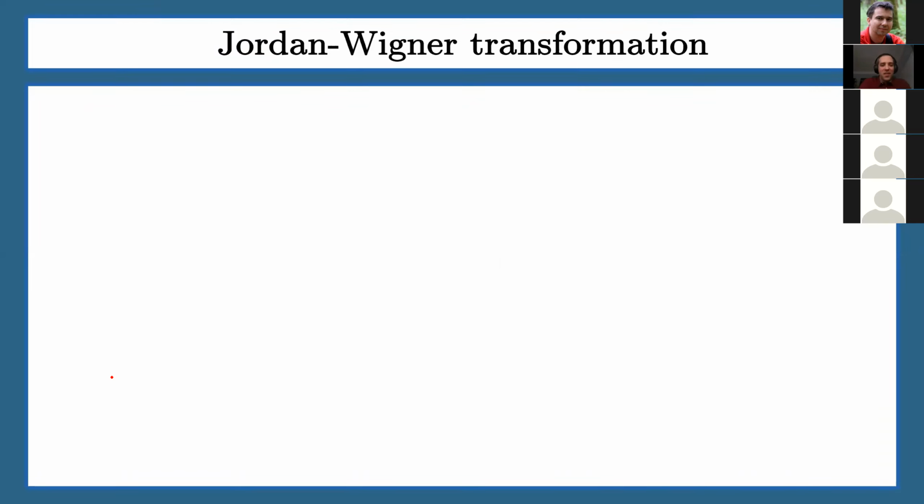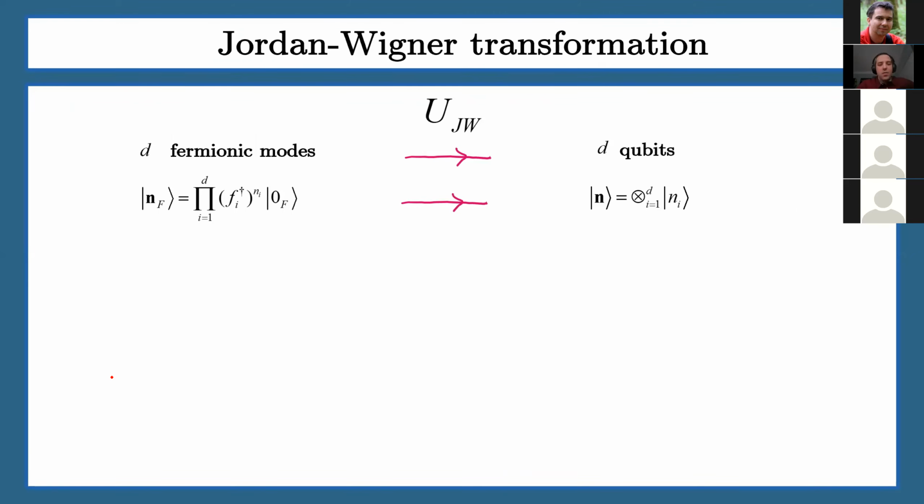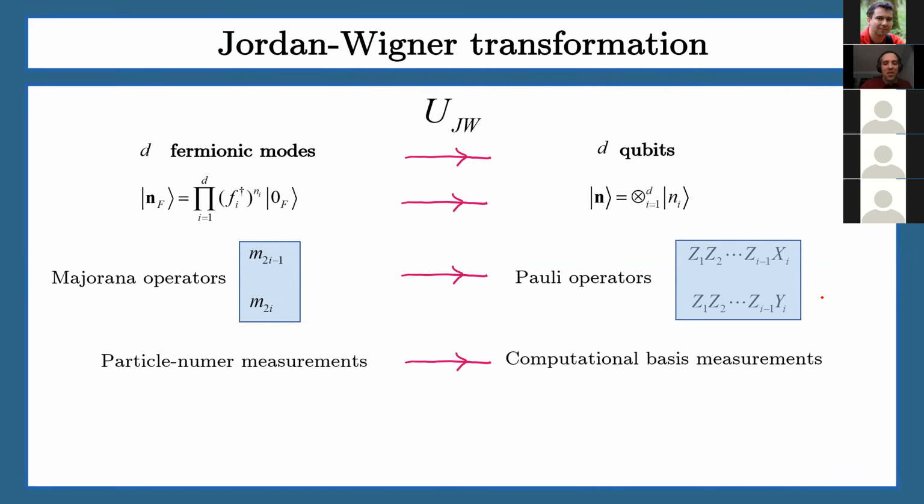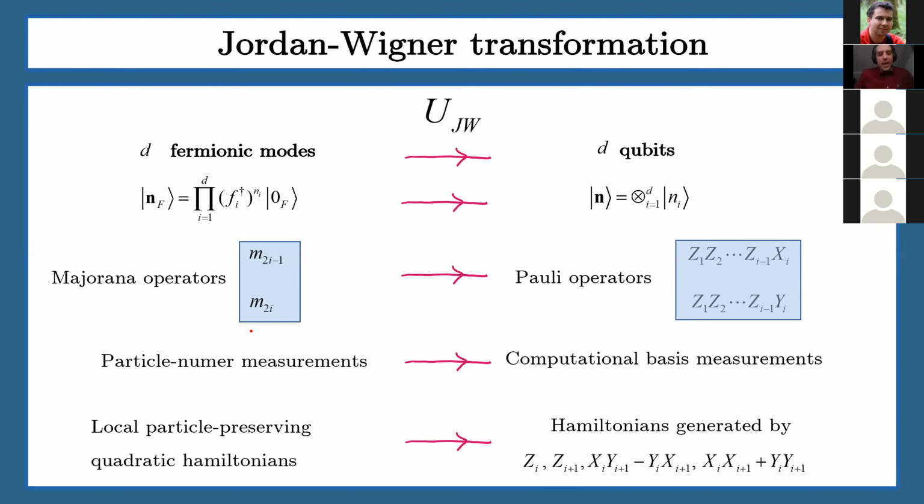Now, this is done via the Jordan-Wigner transformation that maps the system of fermions, the fermionic modes, into qubits. And it's like that. So you map occupation number Fock states into computational basis states. You map Majorana monomials into strings of Pauli operators. I need to speed up a bit, sorry. So particle number measurements are then mapped to computational basis measurements in qubits, and local particle-preserving quadratic Hamiltonians are mapped to specific Hamiltonians that are generated via the following local interaction. So this is our dictionary between fermions and qubits.